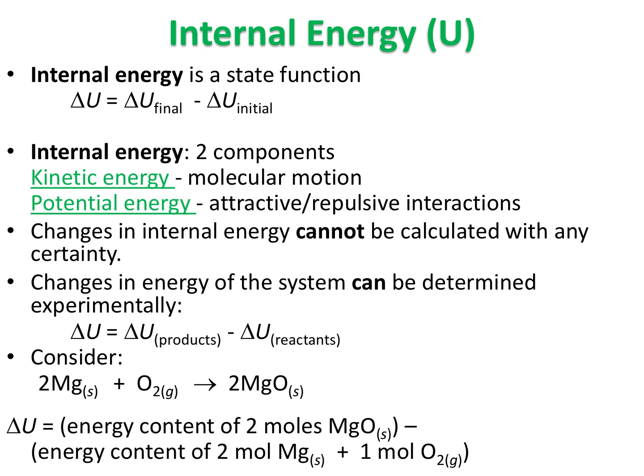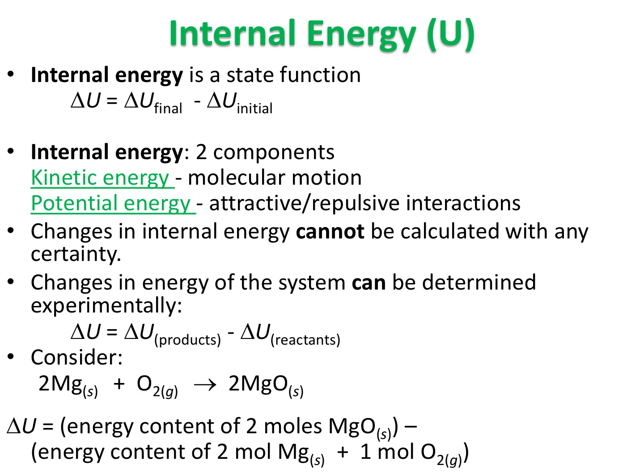Internal energy is a state function. As a result, all we need to know is the initial and final states. Internal energy has two components, kinetic energy and potential energy. Kinetic energy has to do with the motion of the atoms and molecules. Potential energy deals with the attractive and repulsive interactions between chemical species. Changes in internal energy cannot be calculated with certainty. However, changes in the energy of the system can be determined experimentally.